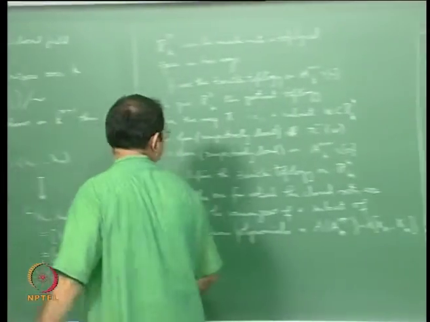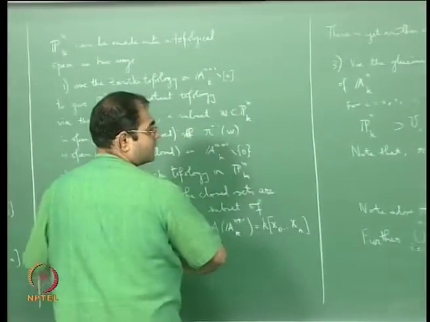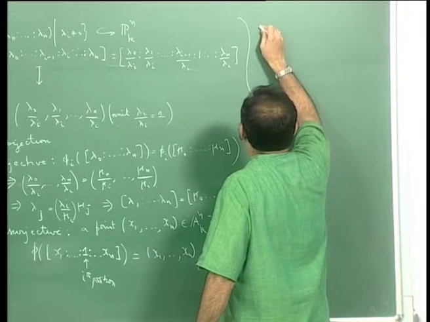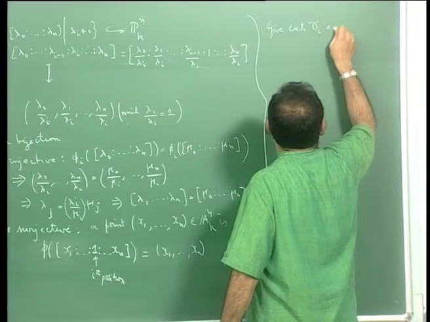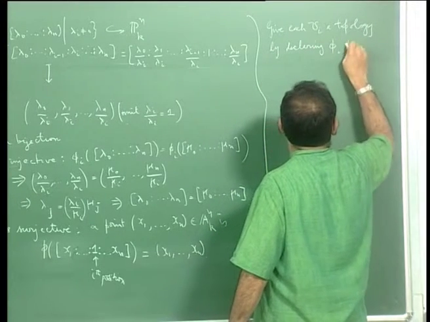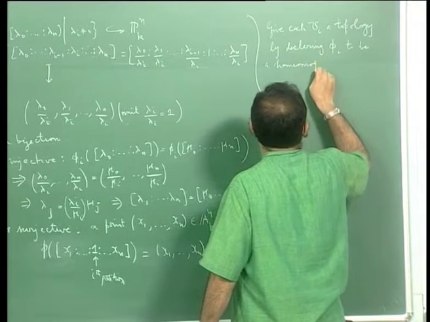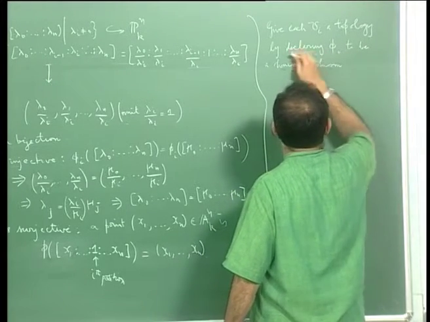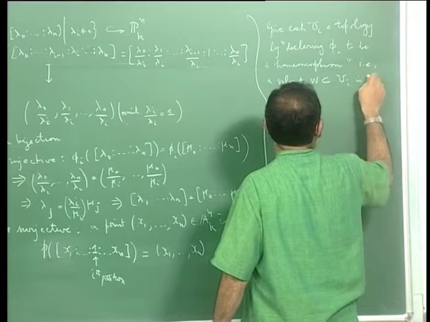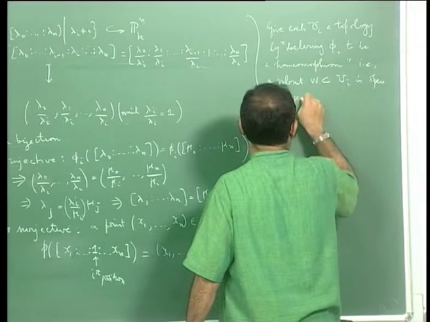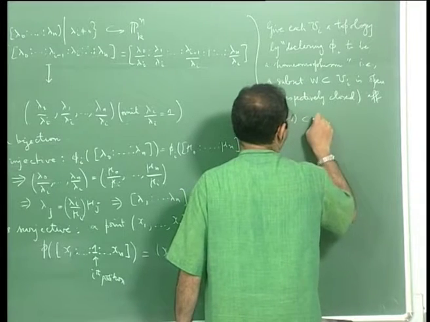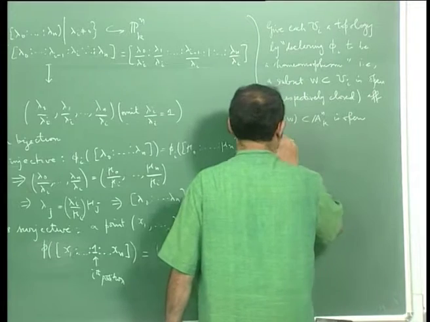Now let me write that down. Give each UI a topology by declaring phi to be a homeomorphism, that is, a subset W in UI is open, respectively closed, if and only if phi of W in AN is open, respectively closed.